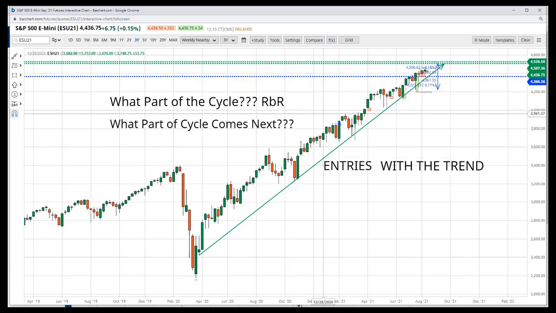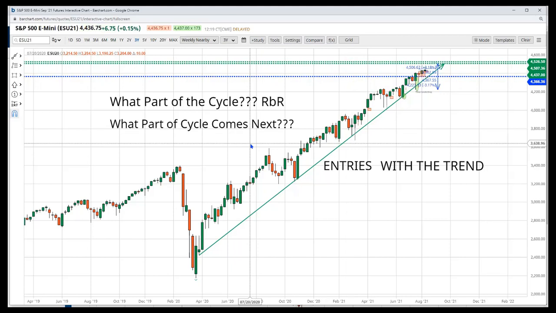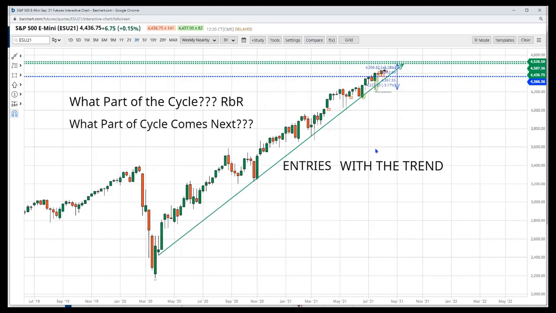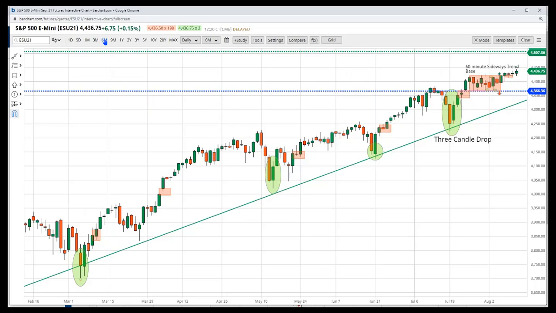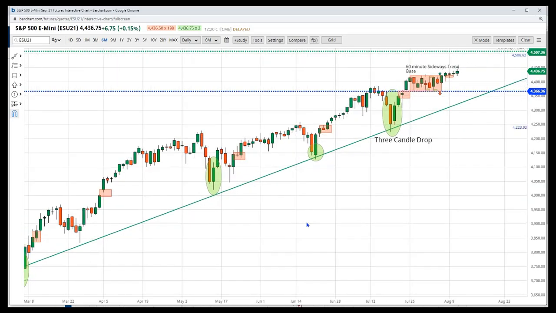Now, we do have some little micro cycles in here, but overall, we are still continuing to make higher highs and higher lows. Now, what did we say would be the next cycle after a rally-based rally? After price rises for a while, eventually it stops rising and it starts to fall, or a rally-based drop. But if we look at our weekly candles, do we see a candle formation that looks like a rally-based drop? Not yet, not yet.